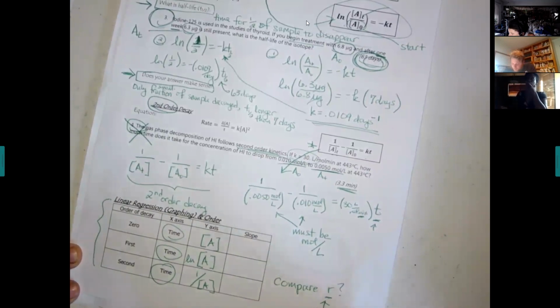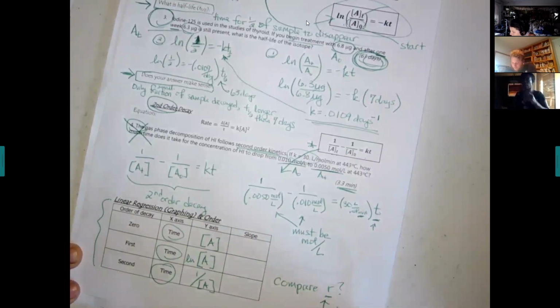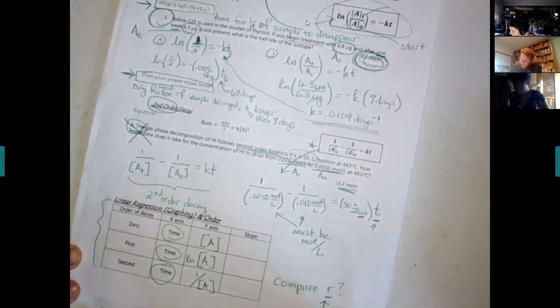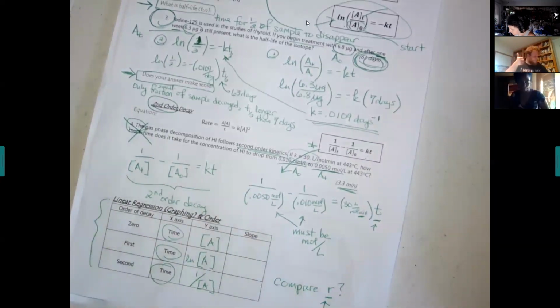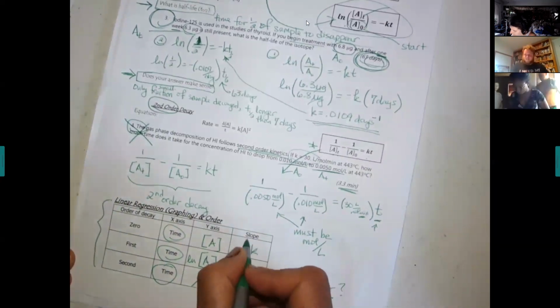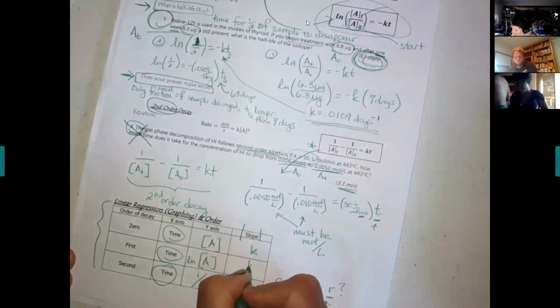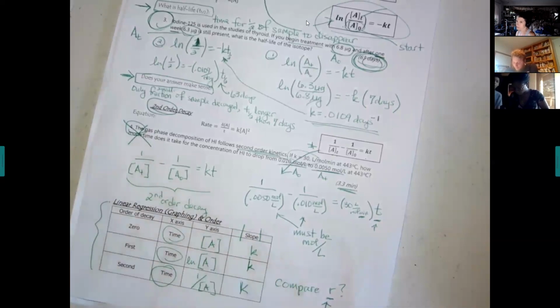R is something called correlation coefficient, which you may or may not have heard of. Can you guys hear me? Okay. The slope, the absolute value of the slope is your K. So it is a graphing way to figure out the rate constant.